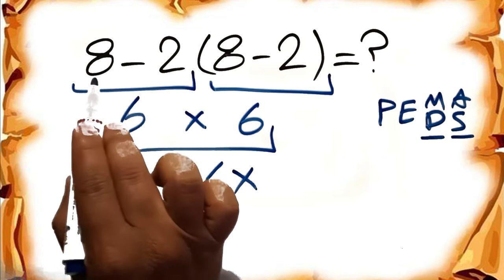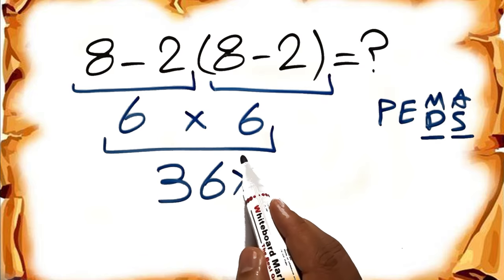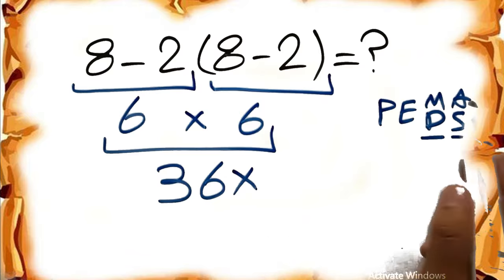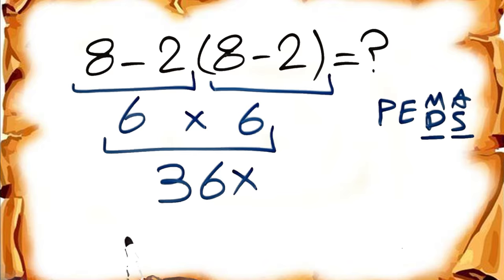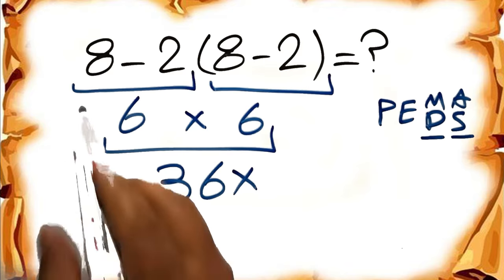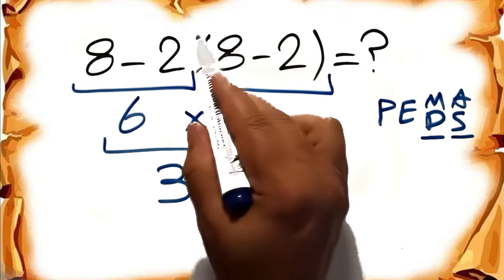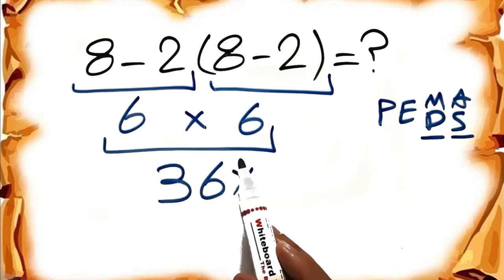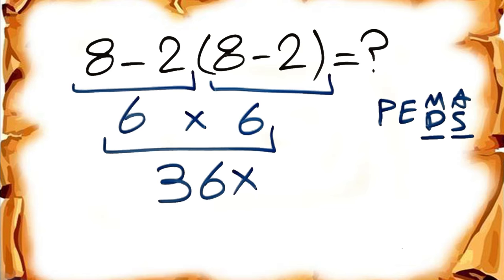Here, we have one subtraction, one multiplication, and these parentheses. In PEMDAS, parentheses have higher priority than other operations. So first we have to do this parentheses, not this subtraction. Okay? And after the parentheses, we have to do this multiplication, and finally we have to do this subtraction.